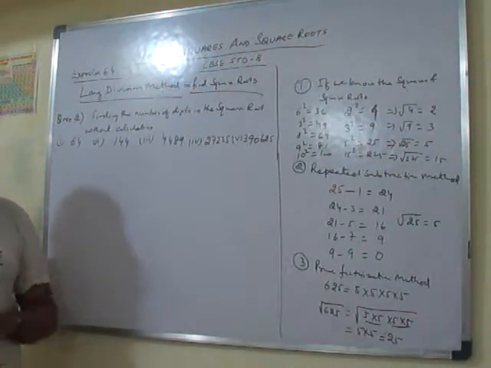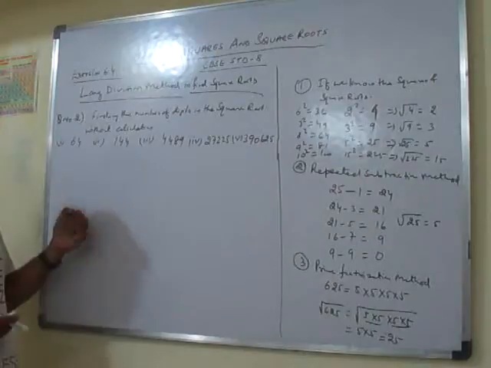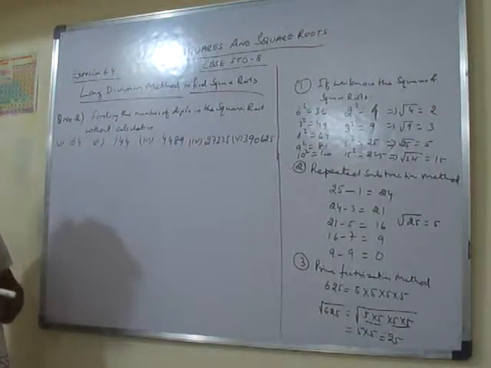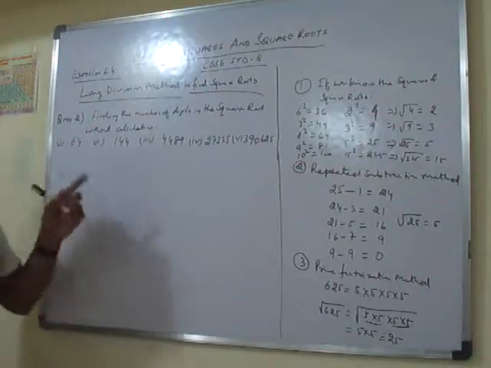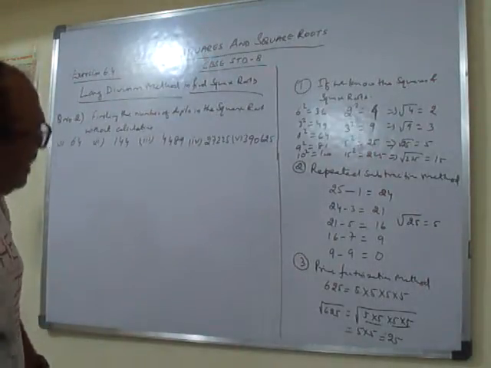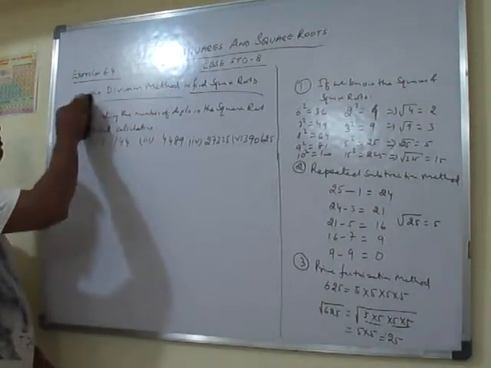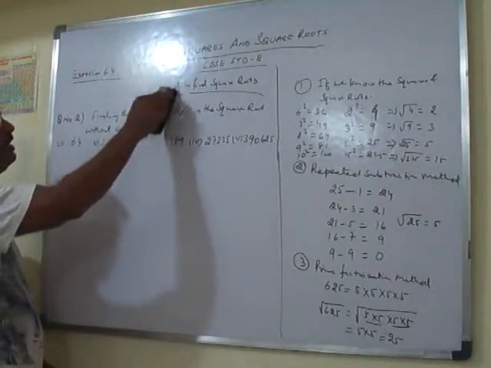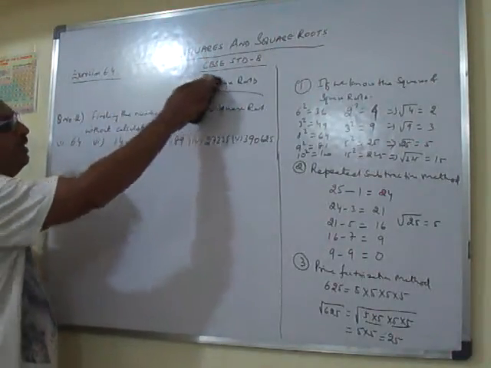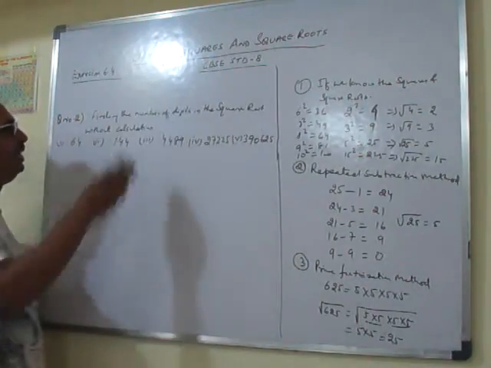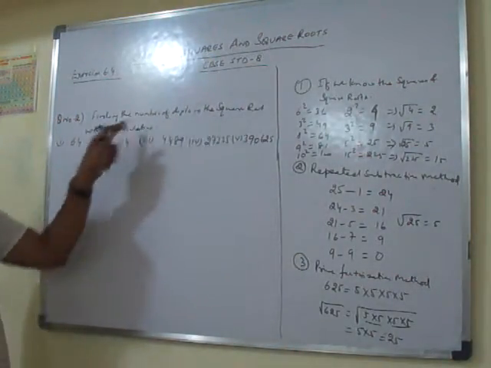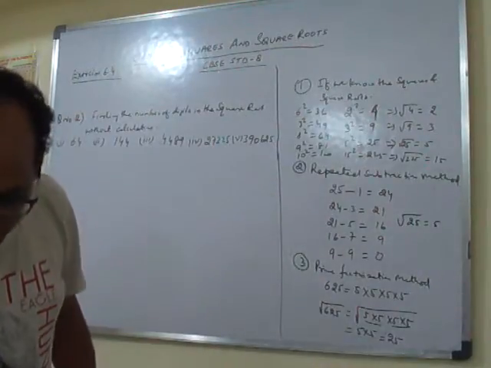In continuation of my last video, in which I explained the non-division method to find square roots, in this video I am going to discuss how to find the number of digits in the square root without doing any calculation.